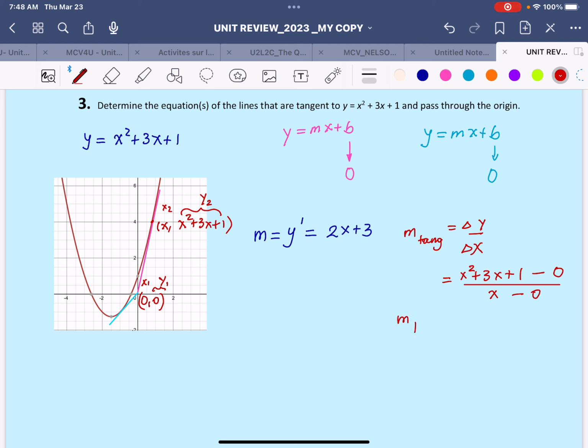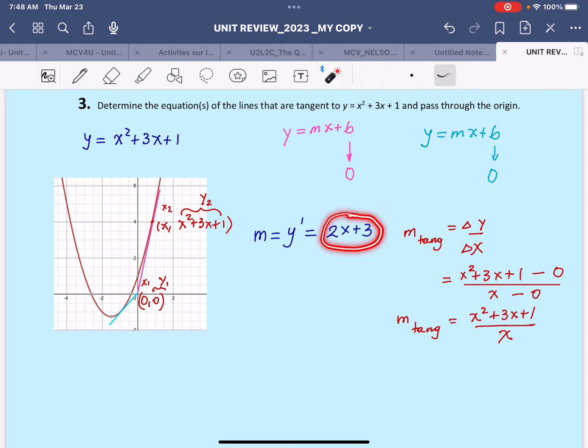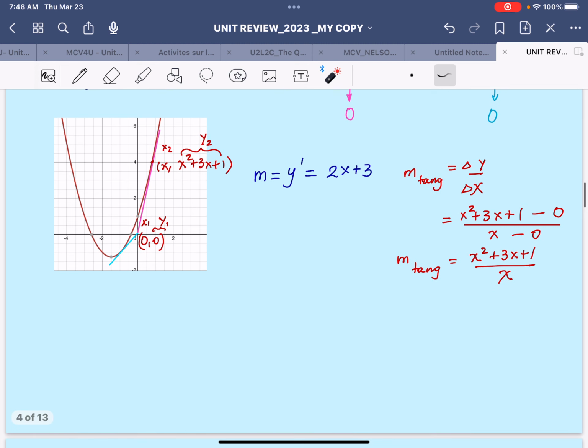So the slope of the tangent can also be described as the ratio x squared plus 3x plus 1 over x. Remember that this would be the slope of the tangent drawn from 0, 0 onto any point on the parabola, including the 2 points we're interested in, because any point on the parabola can be described by these 2 coordinates. So since these 2 expressions represent the slope of the tangent at any point on the parabola, what we're going to do is equate them.